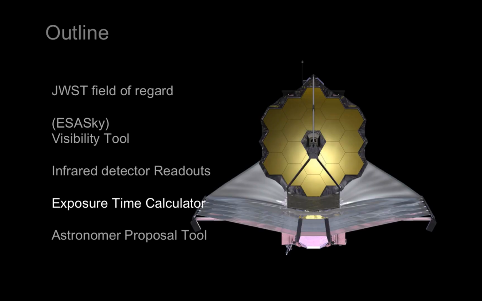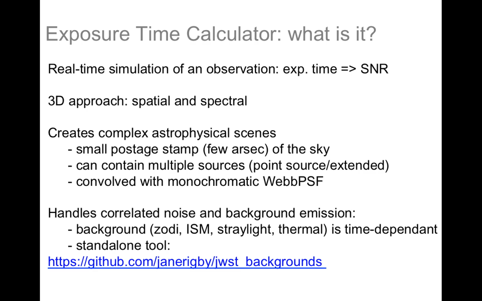Alright, moving on to the exposure time calculator, or the ETC. The ETC is the tool that you want to use to design your observations by simulating basically your astrophysical scene with a given instrument on James Webb. So the ETC will do a real-time simulation to generate your observations. It's not based on pre-calculated performances of the instrument on James Webb.